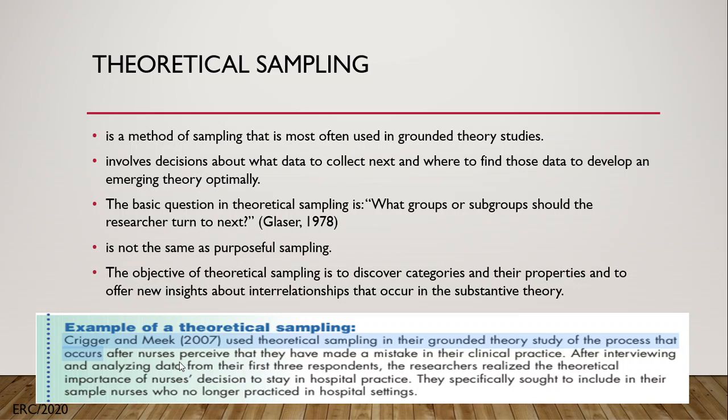Okay, example of theoretical sampling: Kriegel and Mick in the year 2007 used theoretical sampling in their grounded theory study of the process that occurs after nurses perceive that they have made a mistake in their clinical practice. After interviewing and analyzing the data from their first three respondents, the researchers realized the theoretical importance of nurses' decision to stay in the hospital practice. Okay, they specifically sought to include in their sample nurses who no longer practice in the hospital setting.